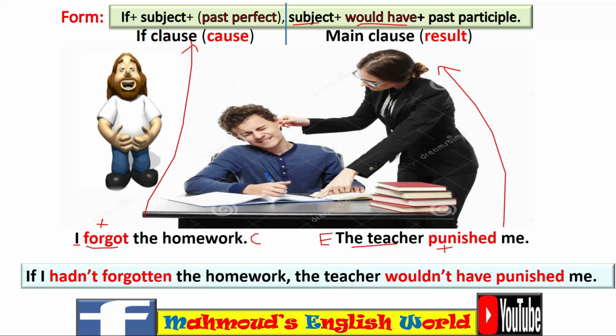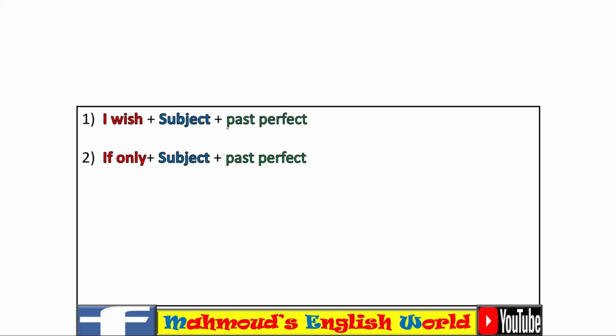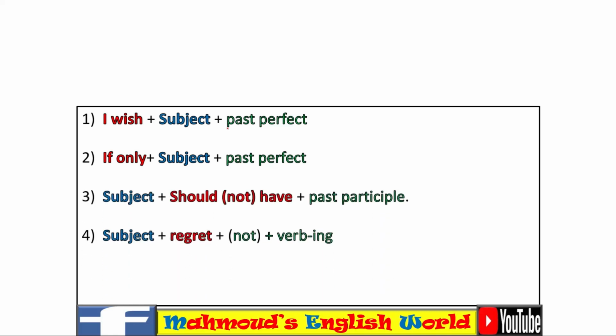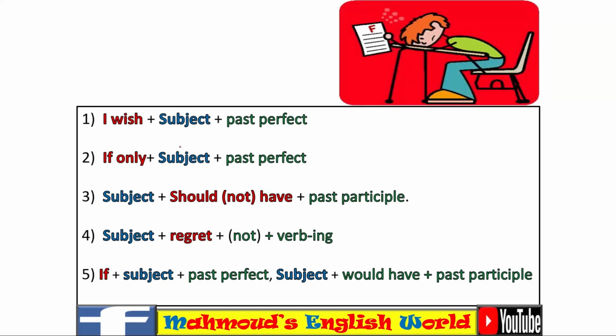So these are the 5 expressions that we can use. I hope that you understood all of them. And here is the first one. I wish, subject, past perfect. The second one, can you remind me? Great. The third, excellent. The fourth one, and the last one, yes, conditional type 3. Really, you've got a good memory. Excellent job. But we're going to practice something here.